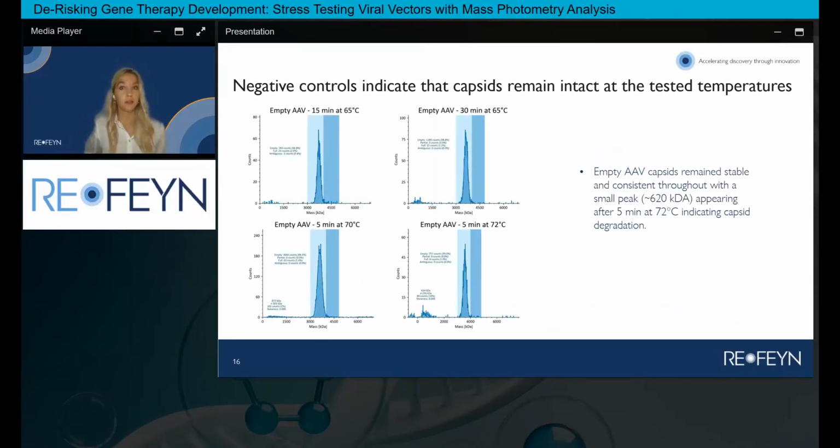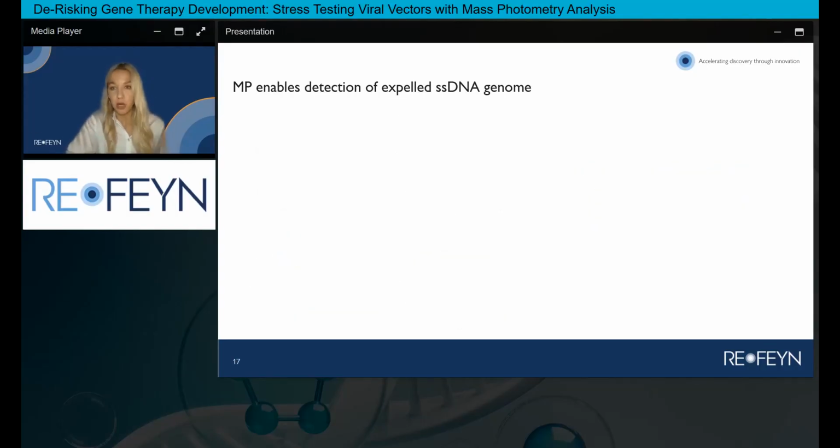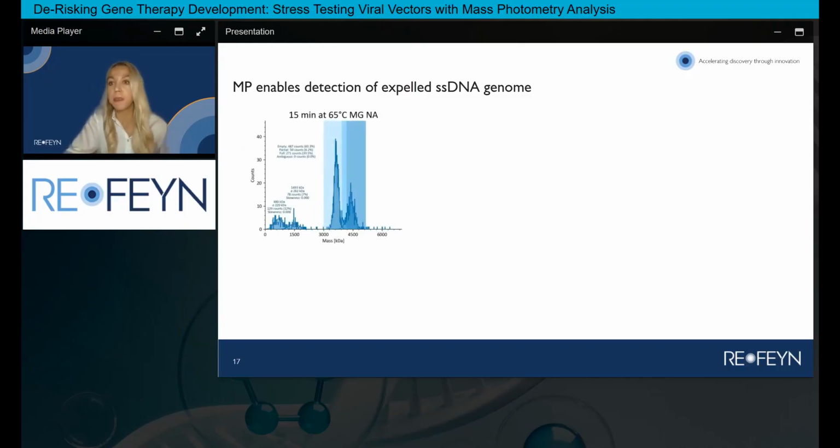To ensure that our capsids are not degrading and that what we see is an actual payload leakage, we had to test negative controls to indicate that the capsid remained intact at these tested temperatures. So we tested empty AAVs at the same temperatures, and they remained stable throughout, with a small peak of 620 kilodaltons starting to form at 72 degrees, which already indicates that the capsid may have started degrading and that we are getting very close to 72, 73, which is considered to be the melting point.